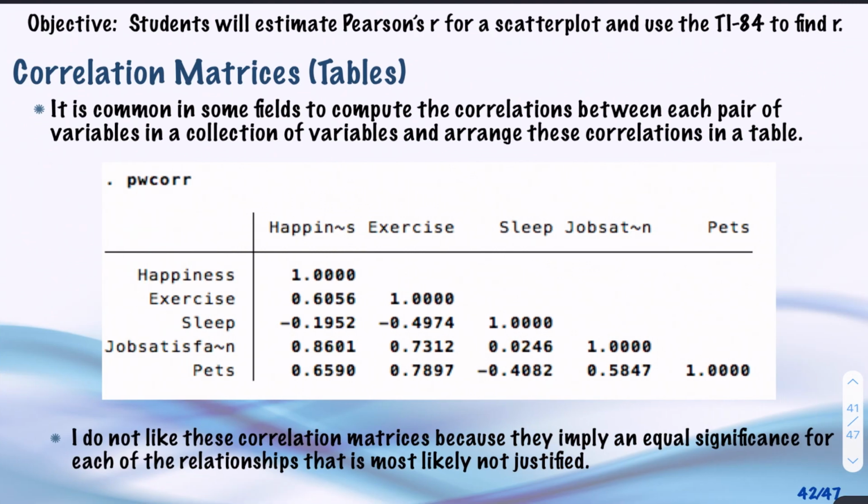Now, I'm going to include this because the book includes it. I'm not a big fan of it. Some statistics books include these types of things. It's common in some fields to compute the correlations between each pair of variables in a collection of variables and arrange these correlations in a table, like so. Happiness to happiness, happiness to exercise, exercise to happiness, or sleep to exercise to happiness. This is difficult to read. I do not personally like these correlation matrices because they imply an equal significance for each relationship that is most likely not justified. So I show it to you, but I don't want you to use something like this.